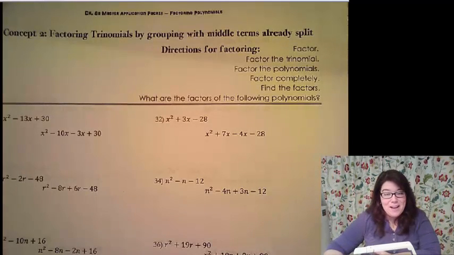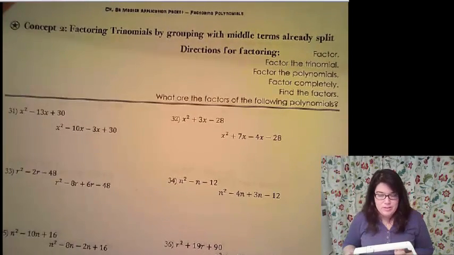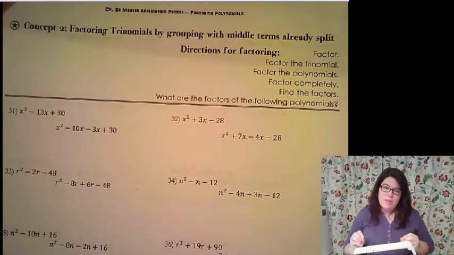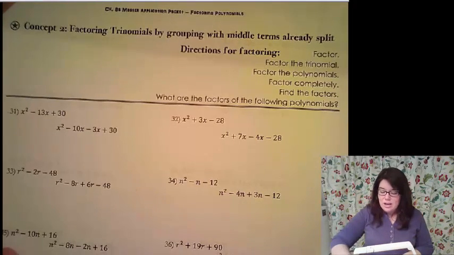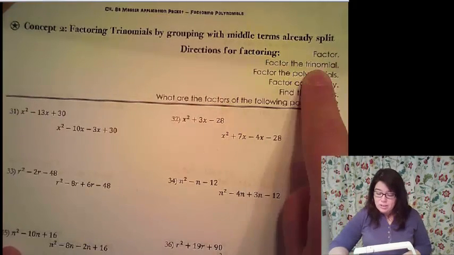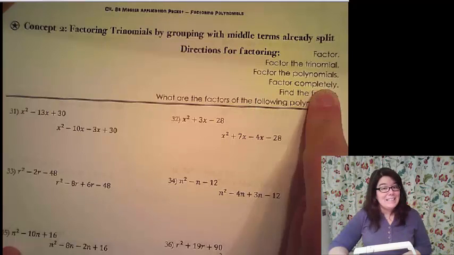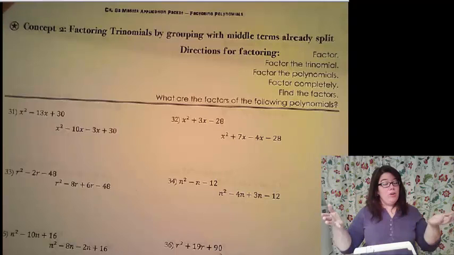All right, factoring trinomials. Here's what we've done. The first step in factoring trinomials is to split up the middle term. We've been talking about that in class a little bit. So anytime you see directions for factoring where it says factor the trinomial, factor the polynomials, factor completely, find the factors, or what are the factors of the following polynomials?